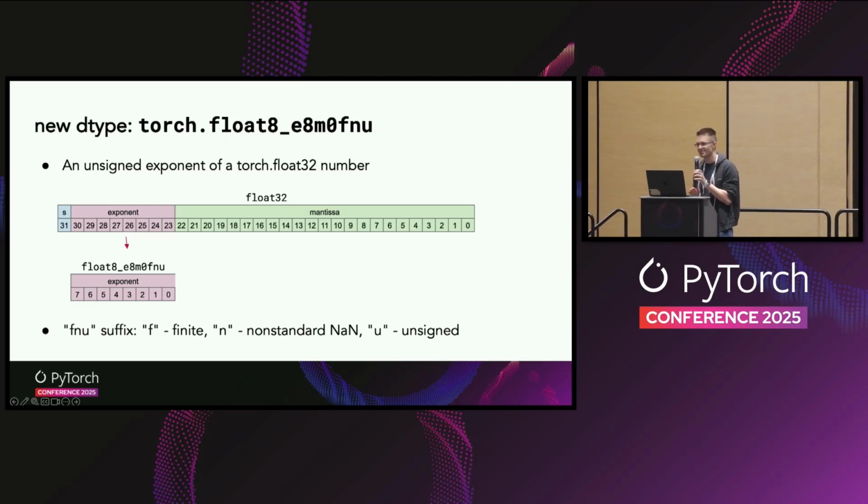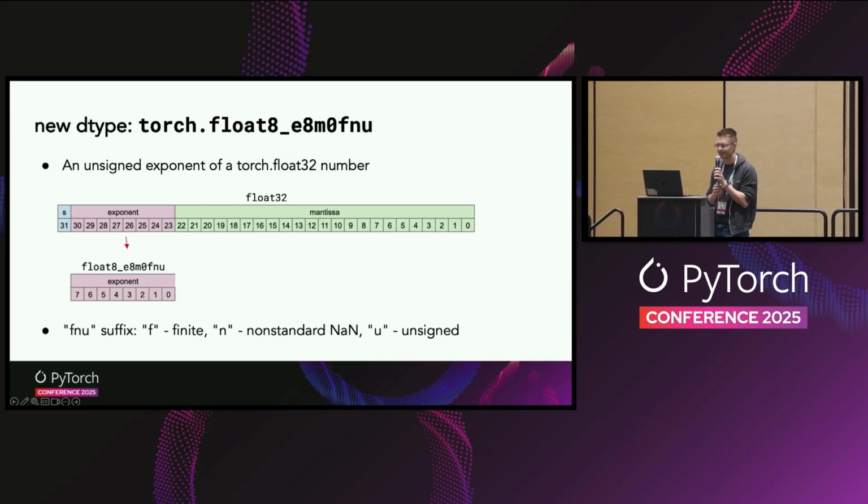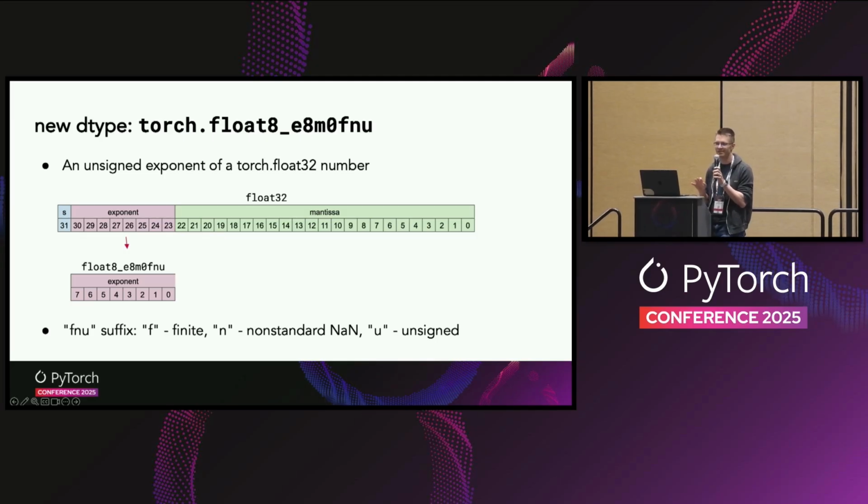And a quick explanation of what the FNU means. F means this is a finite encoding. N means there is a NaN, but it's a non-standard NaN; it differs from the IEEE 754 spec. And U means there's no sign bit, so this is an unsigned encoding.